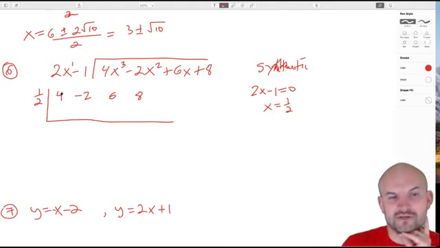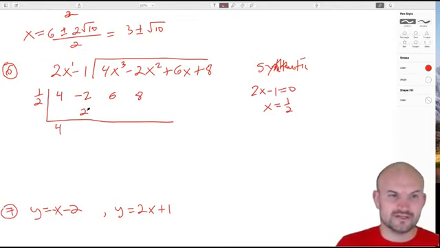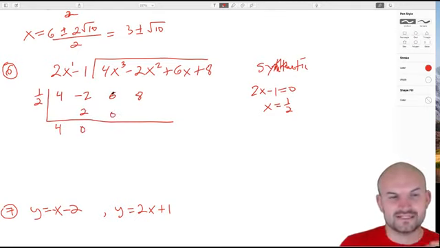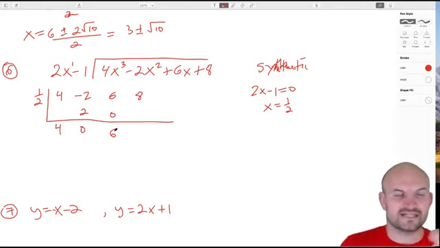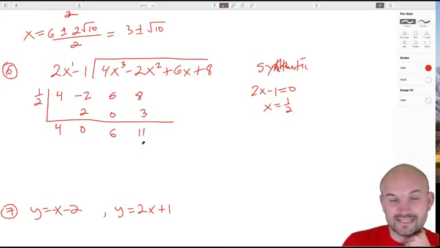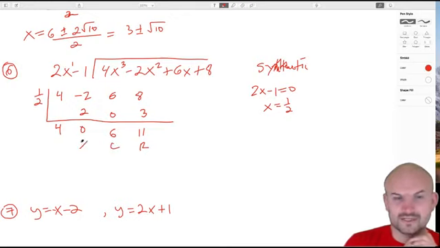All right, so the first thing we're going to do is bring down the 4. Now 4 times 1/2 is going to be 2. So you always multiply in diagonal. Negative 2 plus 2 is 0. 0 times 1/2 is 0. 6 plus 0 is 6. 6 times 1/2 is going to be 3. And then 8 plus 3 is 11. Now we can go ahead and write this as our remainder, our constant, our linear coefficient, and our quadratic coefficient.